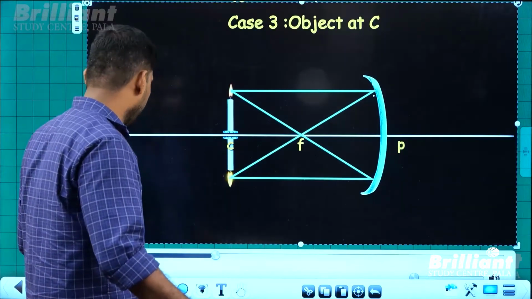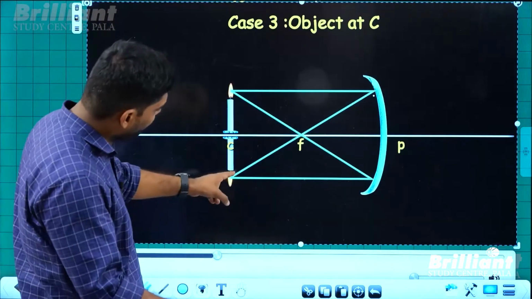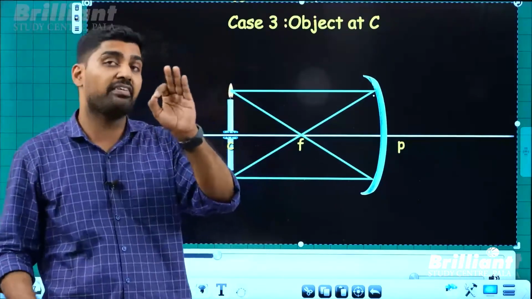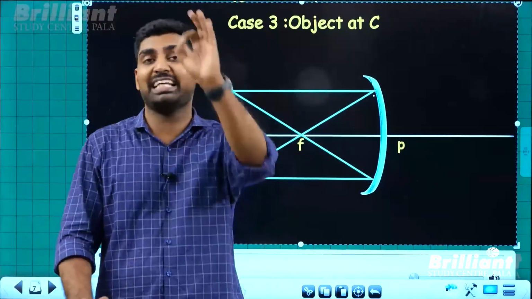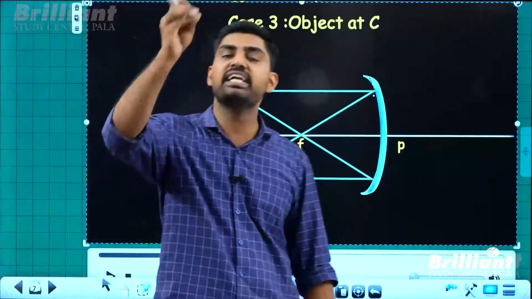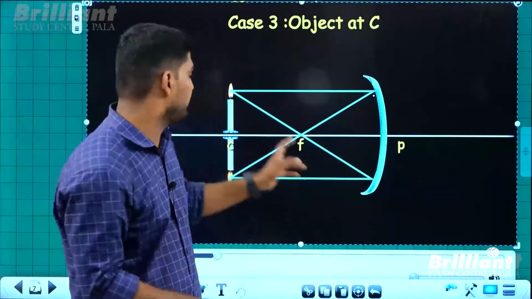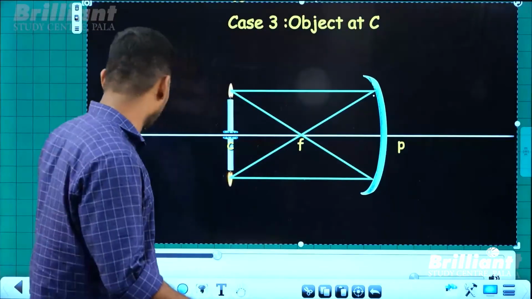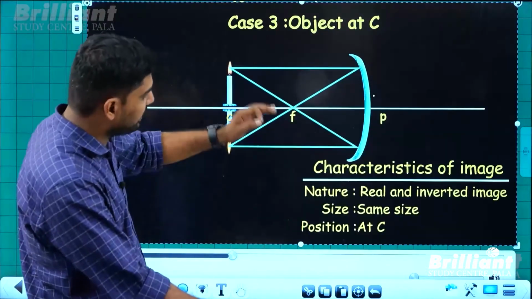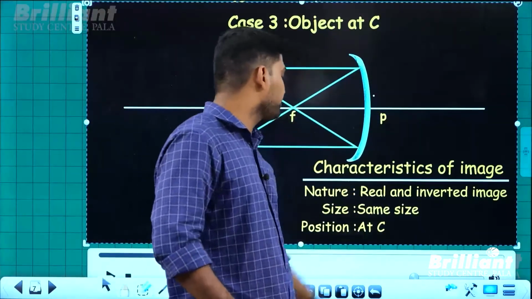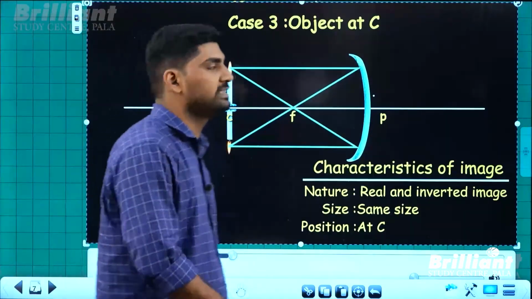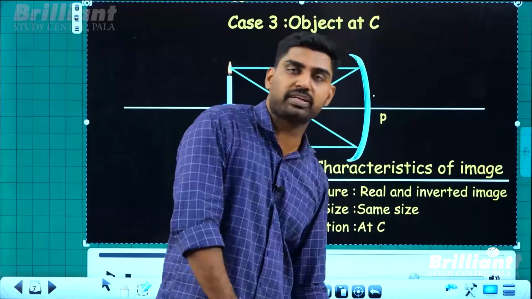Result: you can see that the light rays are actually meeting over here and the image is formed at C itself, and we have an image whose position and size are exactly the same as that of the object. The only thing that differs is that it is inverted. That is the only difference. So let us look at the properties. Real and inverted image, same size as that of the object. And the position is at C itself, right? So that is one interesting thing.